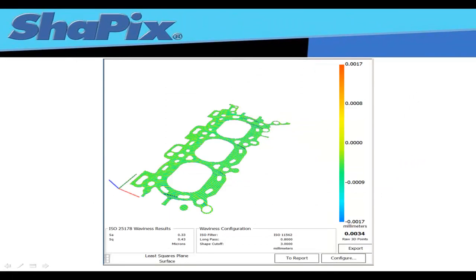Shapex can provide a great amount of data regarding the waviness of the surface, which can help solve several manufacturing problems. Any waviness issue on the part can be immediately highlighted before substantial production costs are incurred.